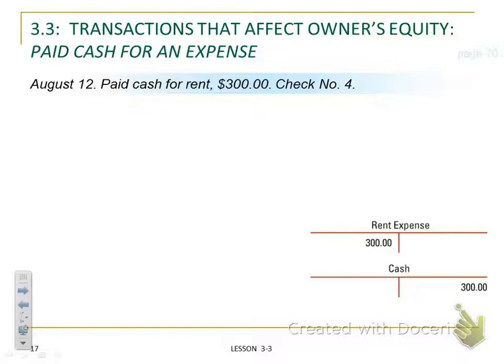What's happening to those accounts? Well, my rent expense is going up, and my cash is going down. So if my rent expense is going up, the normal side balance for an expense is the debit side, so I'm going to debit my rent expense. The normal side balance for cash is also the debit side, but since my cash is going down, I'm going to record a decrease in my cash by crediting it.